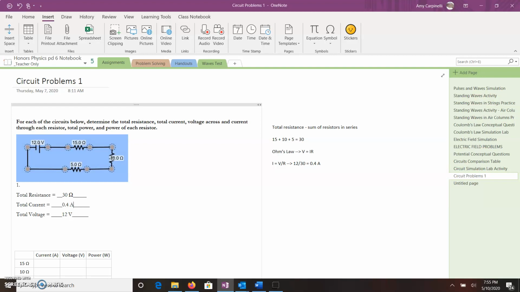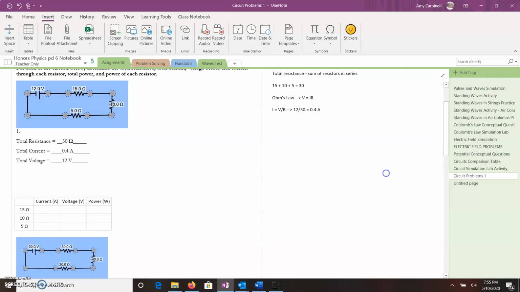Now that I've got my totals, what I want to do is figure out my individual currents, my individual voltage, and my individual power. Now, one thing to remember here is that in series, current is constant. So all resistors will have the same current, which is the same as my total. So this is 0.4, this is 0.4, and this is 0.4.